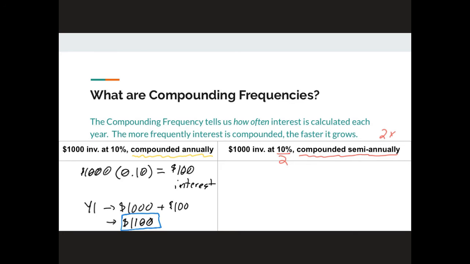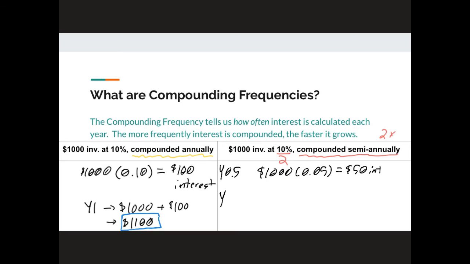So we would actually add $110 interest if we were to calculate year 2. But let's now look at the one on the right-hand side. So it's $1,000 invested at 10% compounded semi-annually. So that means halfway through the year, on year 0.5, we are going to calculate half of 10%, which would be 5%, and that would give us $50 of interest.